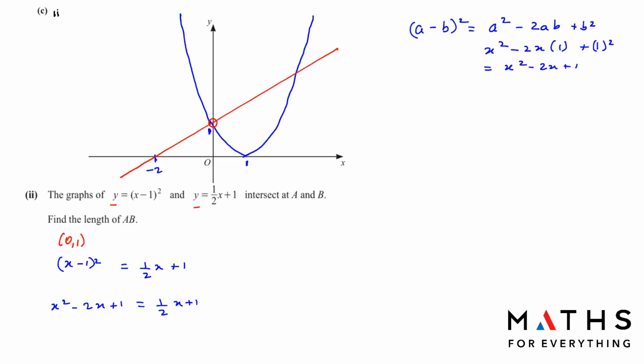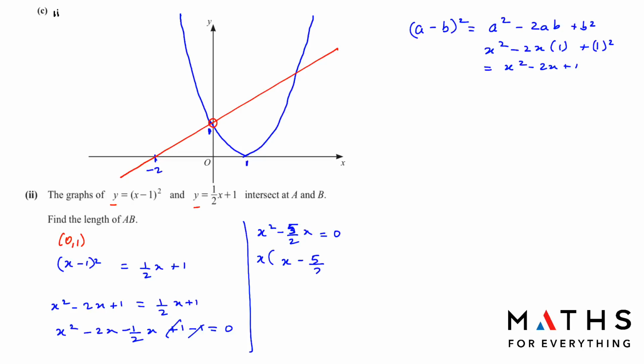Now bring all the x's on one side and the numbers on one side. We'll have x square minus 2x minus half x plus 1 minus 1 is equal to 0. This will get cancelled, and negative 2x minus half x will give us negative 5 over 2 x. If we factorize the x out, we are left with x minus 5 over 2, as x is common here. So either x is 0, which we already have, or x is 5 over 2.